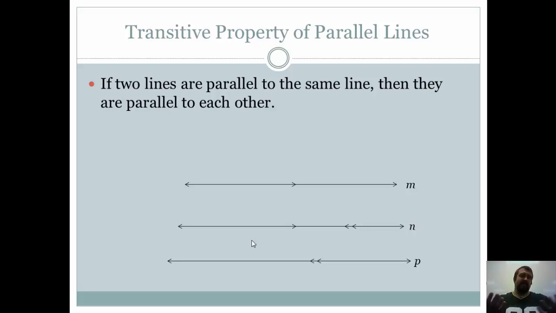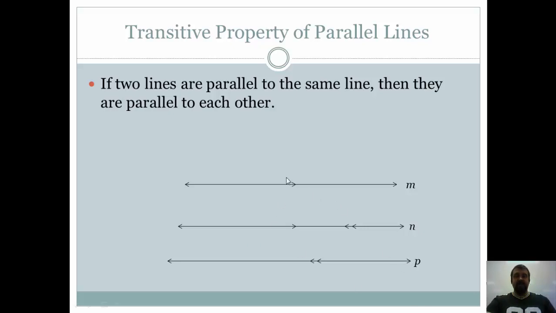This is, again, just something that shows up. There's the transitive property of equality. There's the transitive property of congruence. There's the transitive property of parallel lines. Basically, if two things are congruent, equal, or parallel to the third thing, then they have to be congruent, equal, or parallel to each other. So if I have two things being parallel to the same line, they have to be parallel to each other.